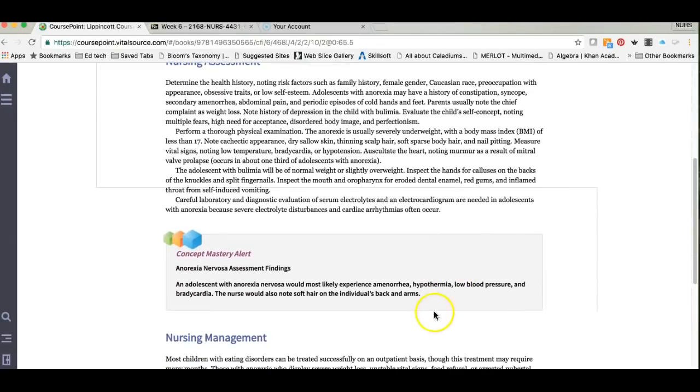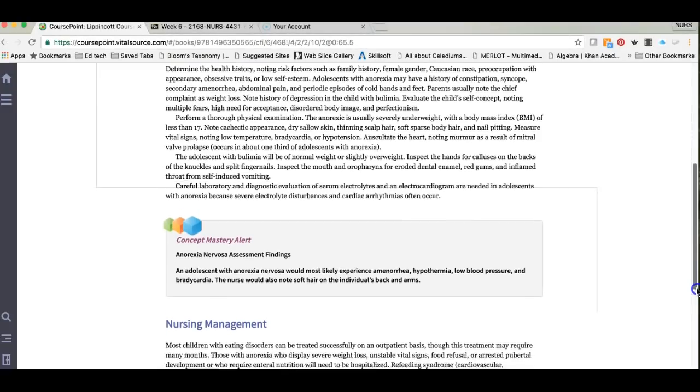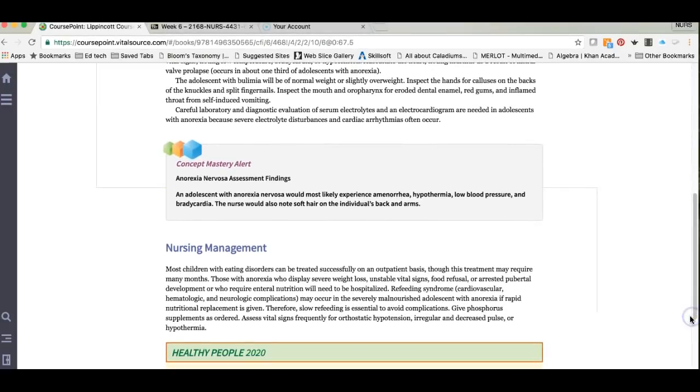Okay, here's what you're going to see. This is what the anorexic patient's going to look like. Probably no periods, going to be low body temp, low blood pressure, and bradycardia. Okay, so everything is low. The nurse might also see a fine hair. It's called lanugo, and that's the same thing that babies get.